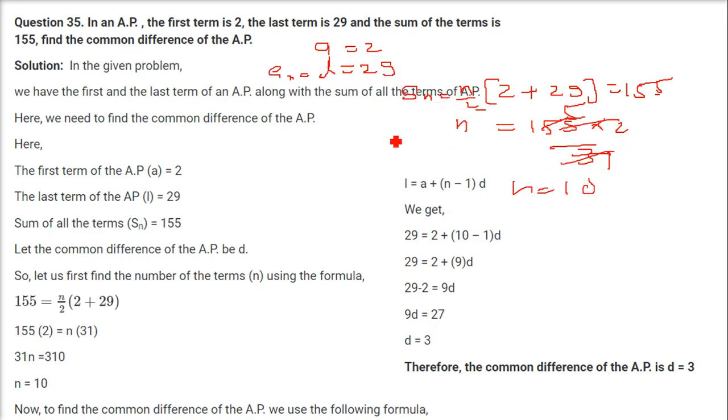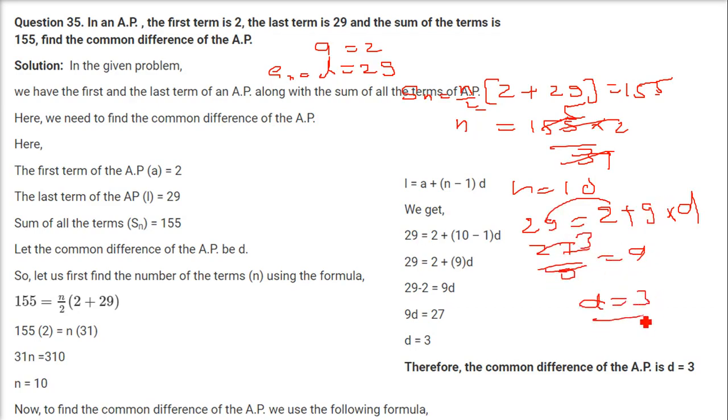Find the common difference. So the last term is what? 29. So 29 is a plus n minus 1 into d, that is, a is given as 2, plus n minus 1, that is 10 minus 1, 9 into d, d is not known. So what do you get? 29 minus 2 is 27, divided by 9 is d, 9 3s are 27. So d is 3.